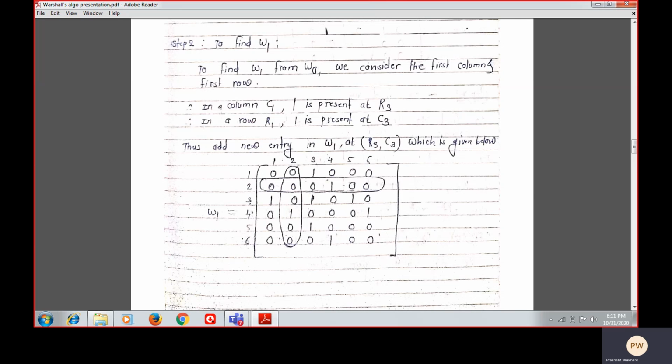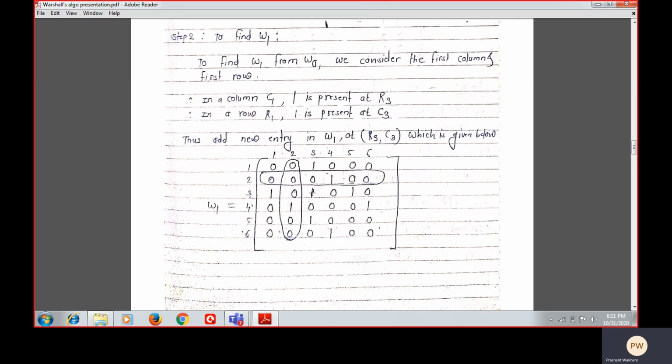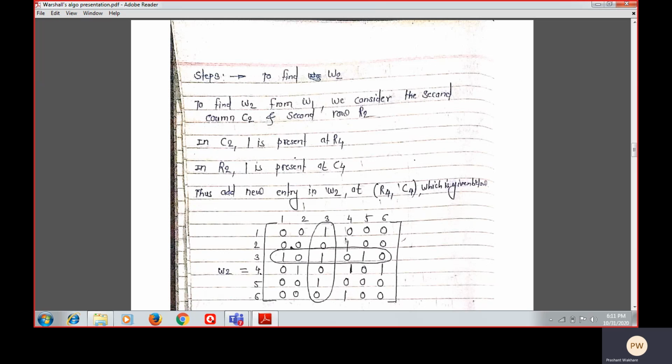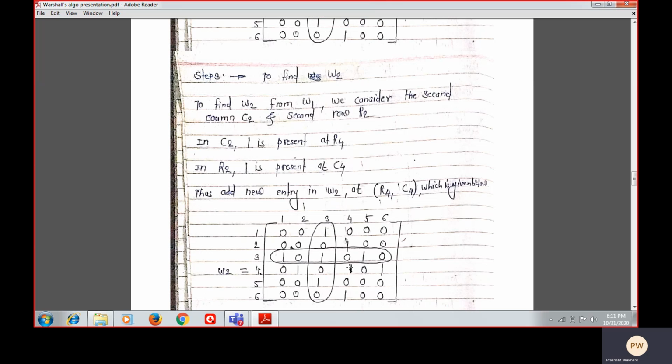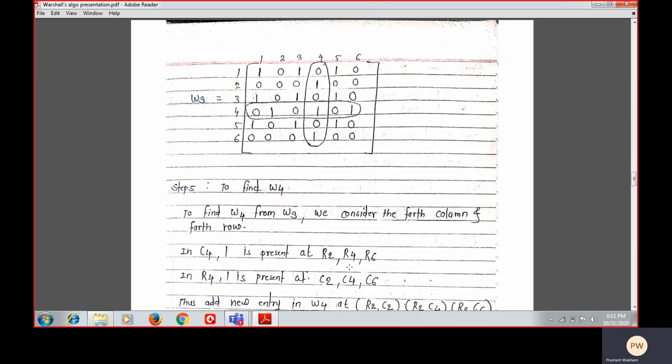Once your W1 is done, then you have to find W2. The same process, a similar process, you have to apply. Select the second row and the second column, and find where there is a 1. In column C2, a 1 is present at R4, and in row R2, a 1 is present at C4. So this is R4 and C4, and therefore I have written the 1 here. Then to find W3, you have to select the third column and third row. Similarly, for W4, you have to select column number 4 and row number 4.